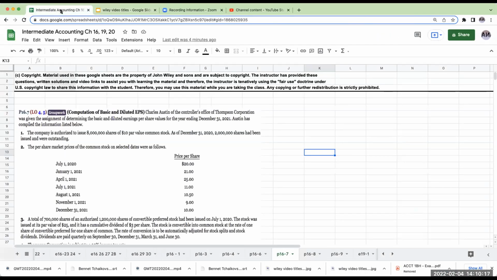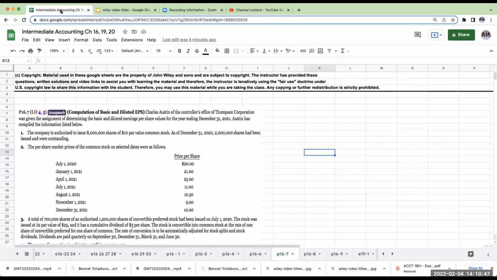Okay, let's take a look at problem 16-7. Charles Austin of the Controller's Office of Thomson Corporation was given the assignment of determining basic and diluted earnings per share for the year ended December 31st, 2021. Austin has compiled the information listed below. The company is authorized to issue 8 million shares of $10 par value common stock. At December 31st, 2 million shares have been issued and were outstanding.